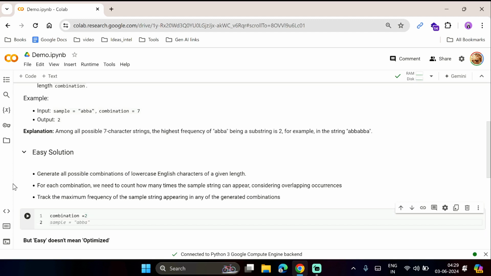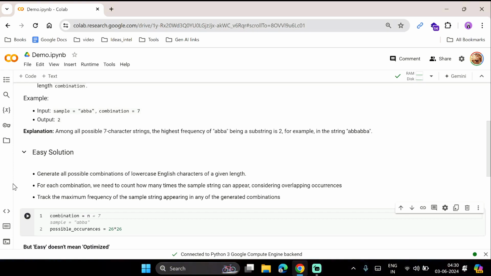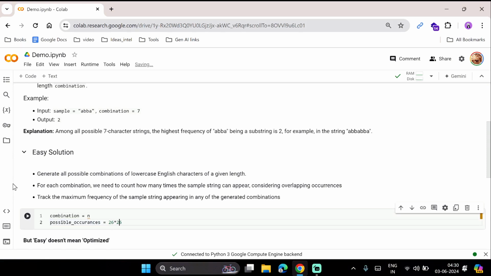So now, how many possible occurrences? Possible occurrences equals, for the first letter you have 26 chances, and for the second letter you also have 26 chances, right? 26 times 26, which means whatever the combination number is, instead of 2, let it be denoted by n, which is an integer. If n is an integer, then it would be 26 to the power n.